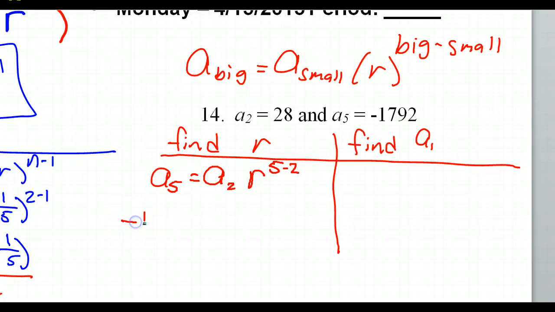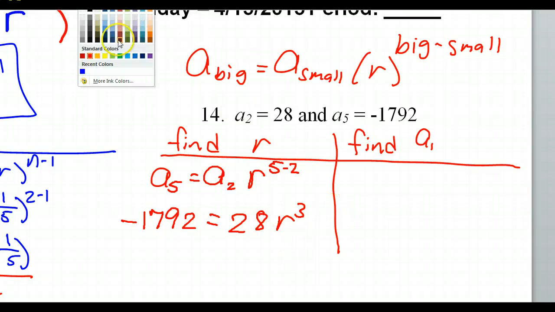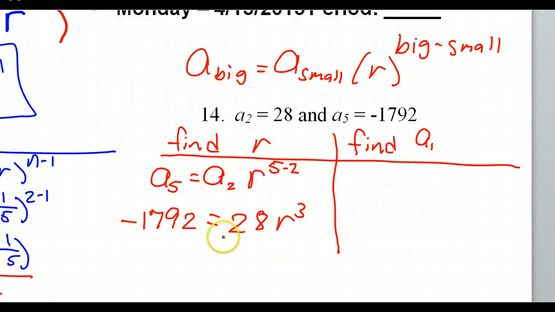So a5 is negative 1,792. A2 is 28. It's right there. And this should be times r to the third power, 5 minus 2. So we need to find r is one of the two things we need. So let's continue. We will divide both sides by 28. All right, does this go in evenly?